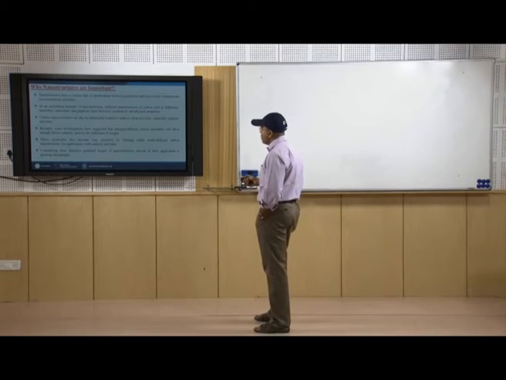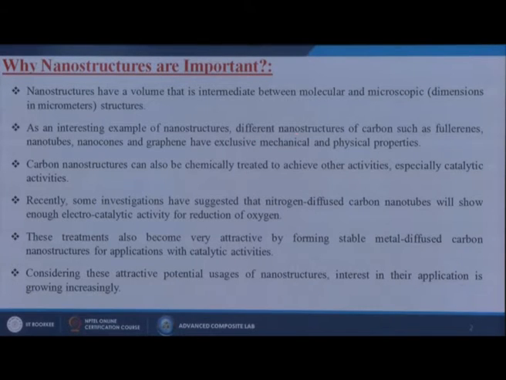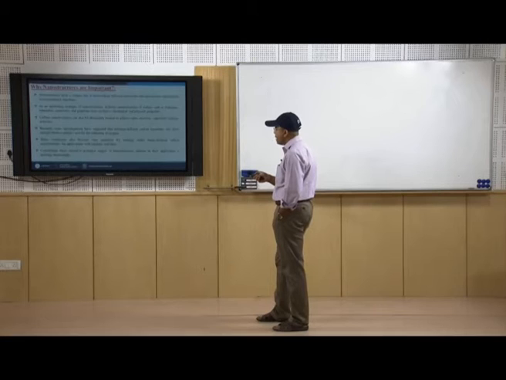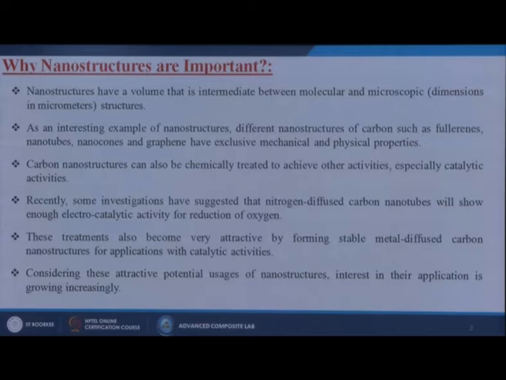As interesting examples of nanostructures, different nanostructures of carbon such as fullerenes, nanotubes, nanocones and graphene have exclusive mechanical and physical properties. But it is not confined to mechanical and physical properties; maybe optical, electrical, or thermal properties, and there are several properties it can increase or decrease. Carbon nanostructures can also be chemically treated to achieve other activities, especially catalytic activities. Recently, some investigations have suggested that nitrogen diffused carbon nanotubes will show enough electrocatalytic activity for the reduction of oxygen.